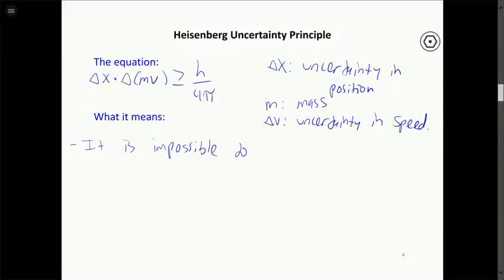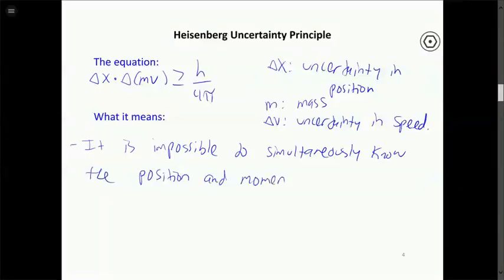it is impossible to simultaneously know the position and momentum or energy of a particle. There's an equivalent form of this equation that deals with kinetic energy as well. So you can think of it in either term, momentum or energy of a particle.